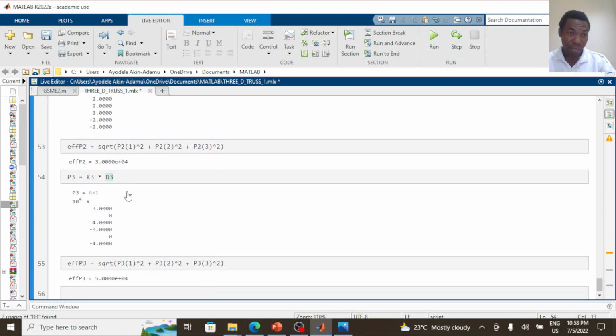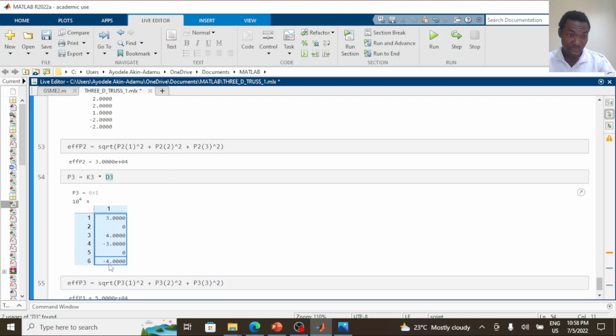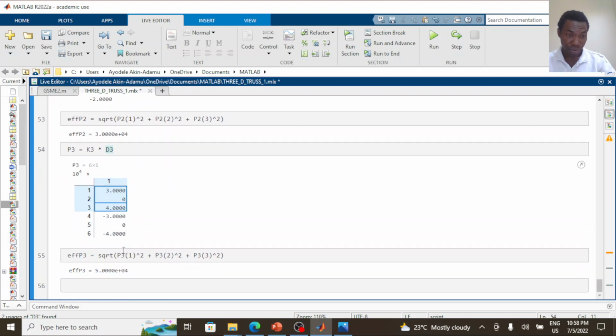Same thing is done for element 3. So this is the axial force vector. The first three is the axial force at the start node. The last three is the axial force at the end node. If we find the resultant of this, we get 50,000 Newton. So this is what we have here.